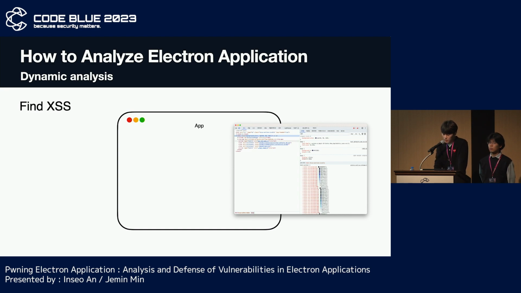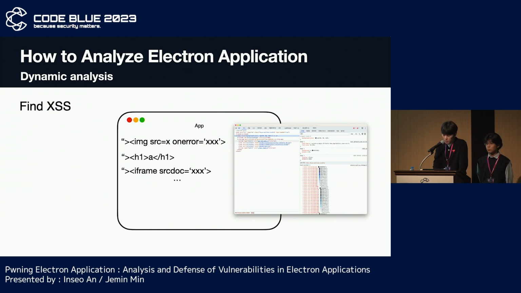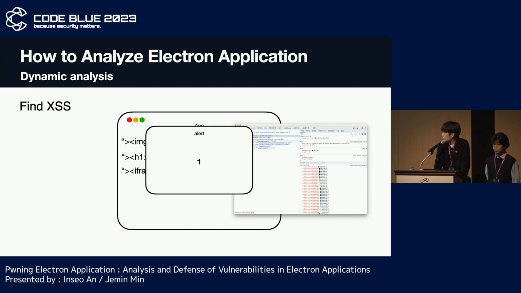Dynamic analysis is aimed at trying as many things as possible and finding vulnerabilities that allow you to arbitrarily invoke the features of Electron, such as XSS.